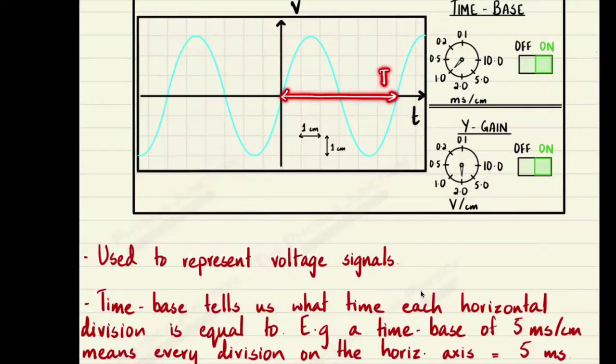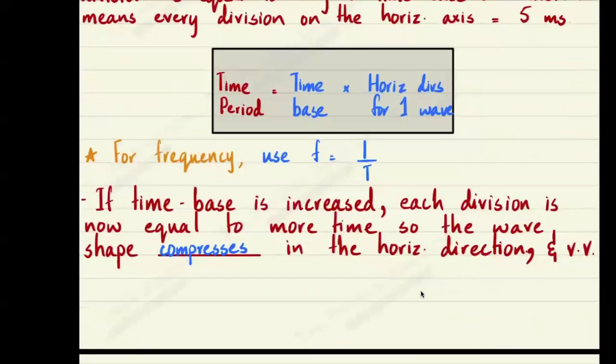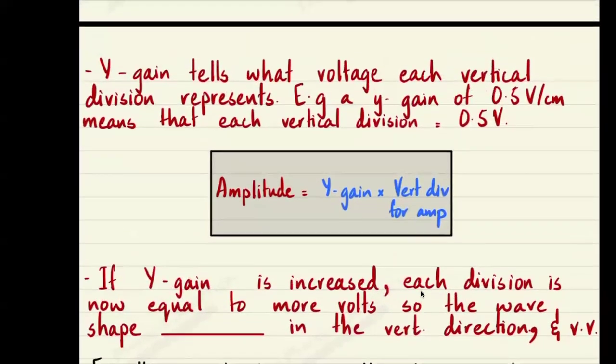So similarly, vertically, this is what the amplitude looks like. So I just multiply by the corresponding number of divisions. If the Y gain is increased, it's pretty much the same idea. Now each division is worth more volts, right? So if each division is worth more volts, obviously I need fewer of those divisions to represent the same amplitude. In terms of this formula, if I increase the Y gain, then I need fewer vertical divisions if the amplitude is the same. So then the wave shape again compresses in the vertical direction if the Y gain is increased, and vice versa.